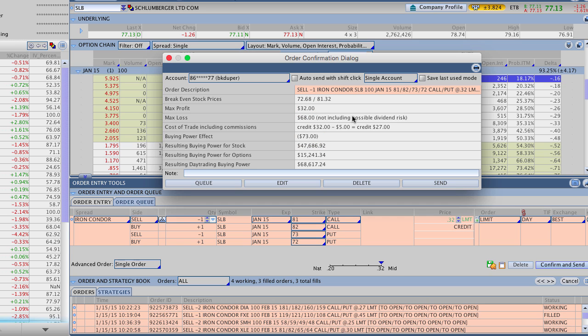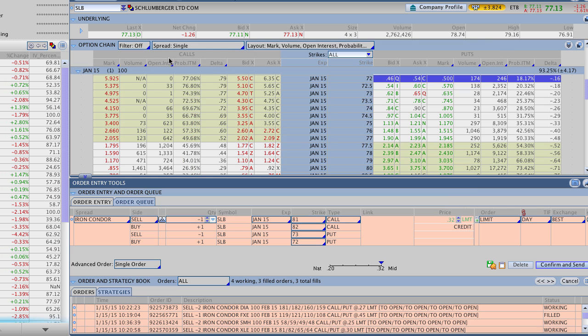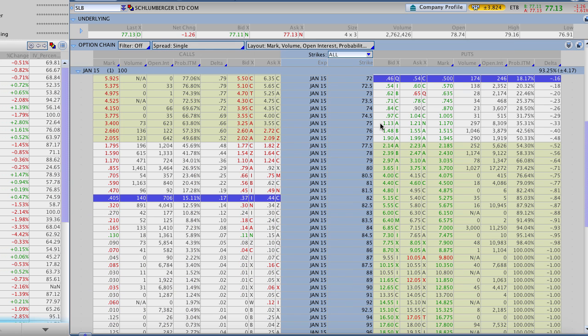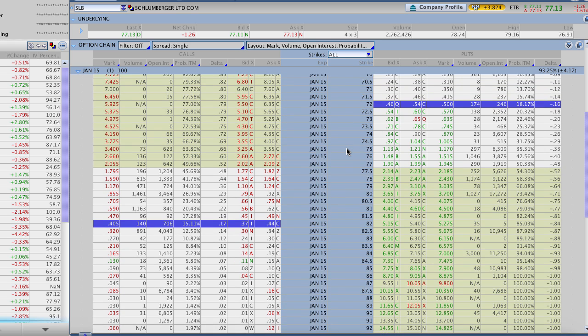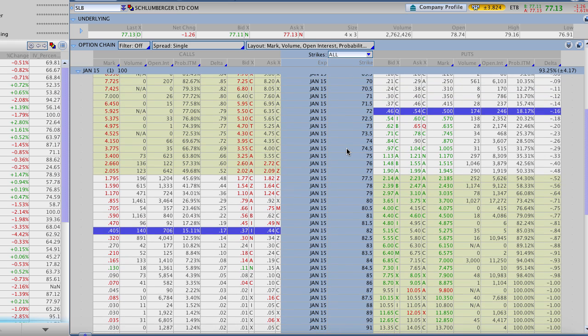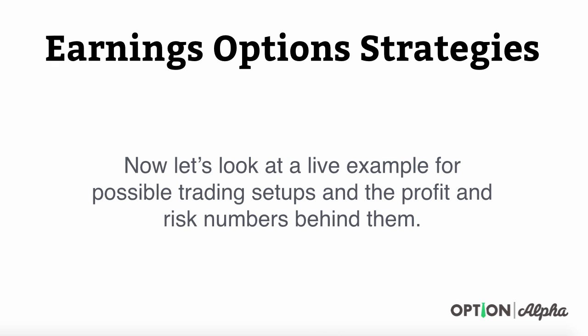So this is a great example of using all three of the different strategies that we've chosen. And in this case with SLB, you can use any of the three strategies that we've chosen. The markets are very liquid, they're very wide, and all of them get you outside of that expected range that the stock is trading in. So hopefully that's been a really good example of how we can use different strategies for earnings trades.